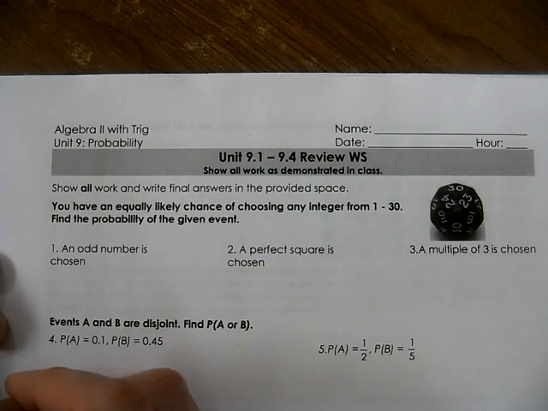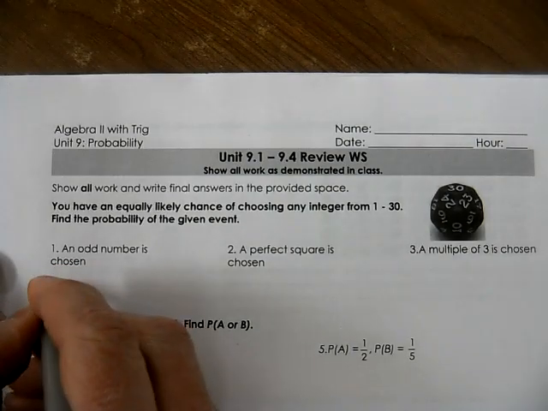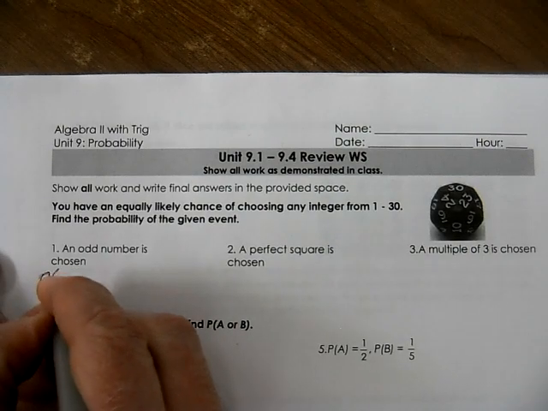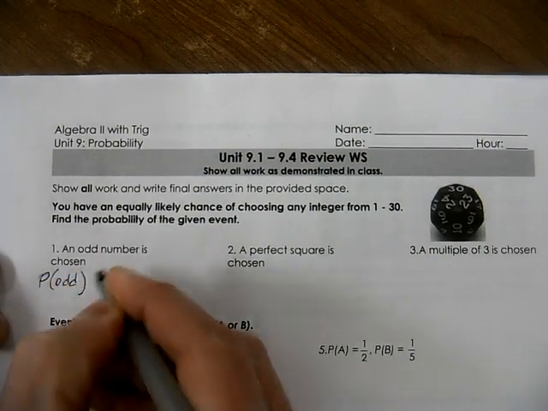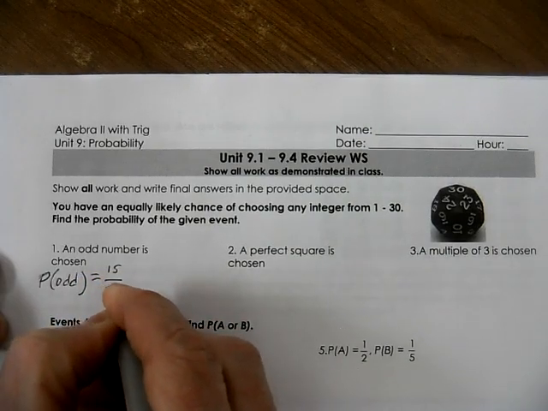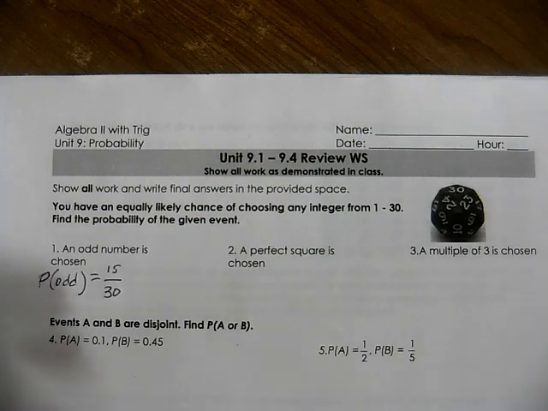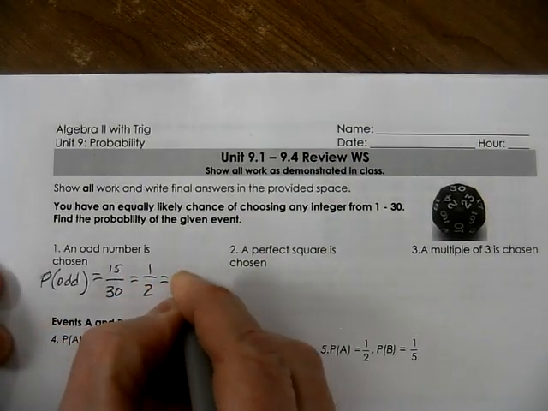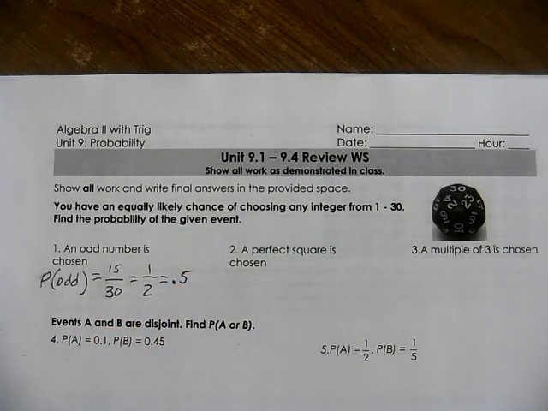Well, odd numbers would be half of them. So the probability of an odd number would be any 15 of the 30 numbers, which is a half. And if we want to say a decimal, we can say a decimal.